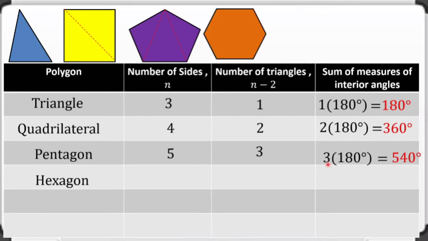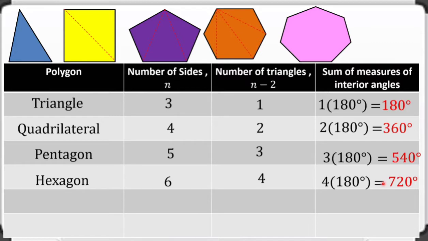Now let us have this one. We call this one a hexagon, and there are 6 sides. Okay, let's draw the diagonal. As you see, there are 4 triangles here. 1, 2, 3, 4. And to find the sum of measures of interior angles, we have 4 times 180 degrees. And our product is 720 degrees.